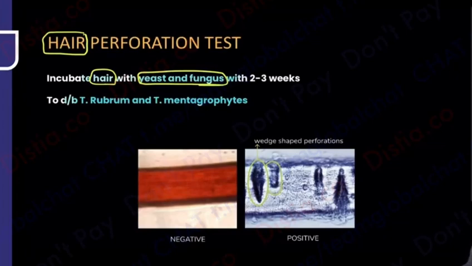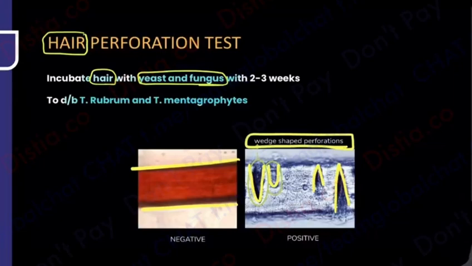So remember, in one of them I saw that the hair remained intact. What it was 2 weeks before, it is 2 weeks later, it's intact. In the next one, I saw that there were some perforations in the hair that were forming. There were some wedge-shaped perforations that were coming up in the hair. So when there is no perforation, it means the hair perforation test is negative. When there is perforation, this means the hair perforation test is positive. So remember, rubrum gives you a negative test and mentagrophytes gives you a positive test.